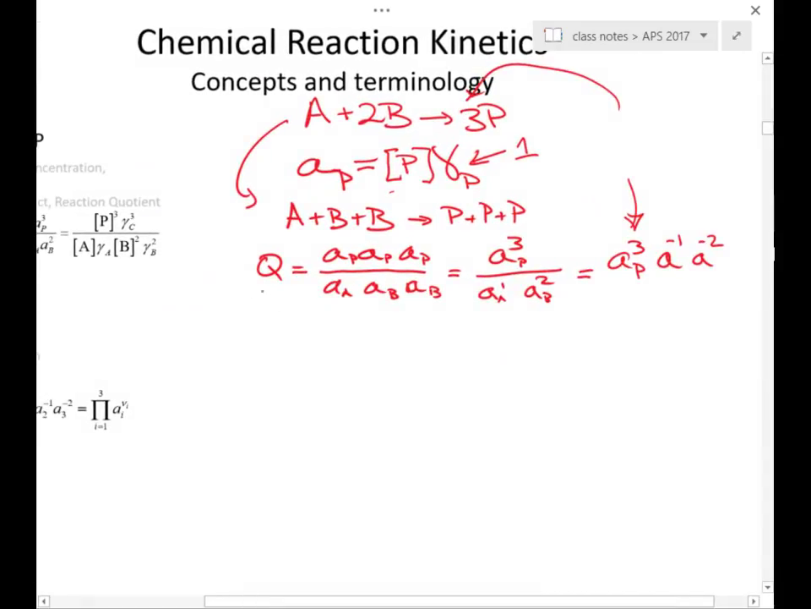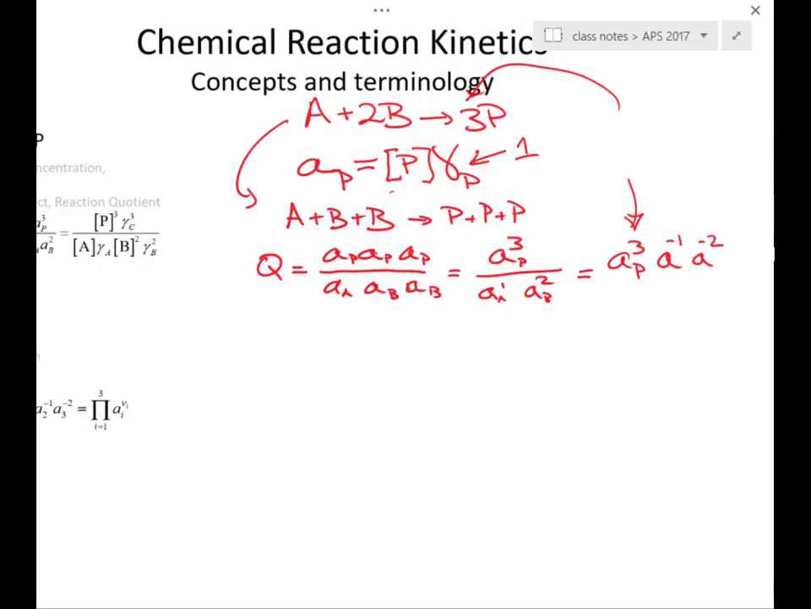So this Q describes how the reaction has proceeded. When we start off, we might just mix together some of this stuff, and we have no P. So initially, Q is 0. Then we'll produce P, and we'll consume A and B, and Q increases. But then this is the equilibrium reaction. It will go to some kind of balance, so that the ratio of the products to the reactants equals some kind of proportion that occurs when we have equilibrium.